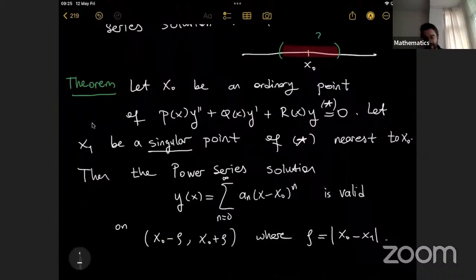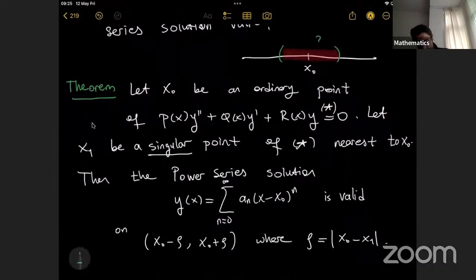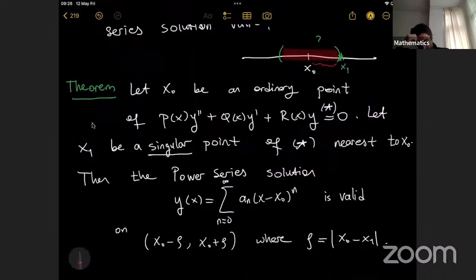That makes sense because think of the picture: let's say this is x1. So x1 is the bad point, a singular point. That means the function is not analytic there. This tells you that you can go at most up to x1 and you have to stop there because the coefficients are not analytic there. So the distance here is basically rho. The distance is the radius of convergence of the interval of convergence.